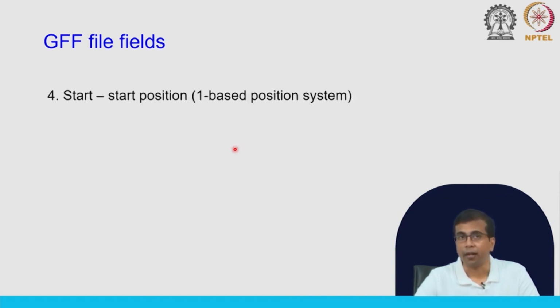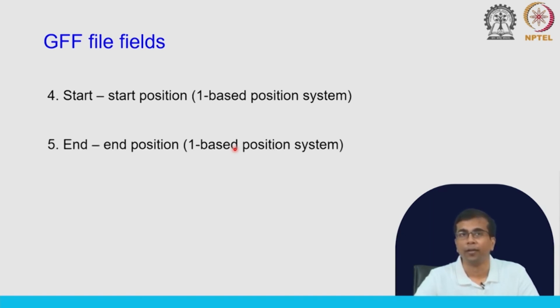The fourth is the start position. Where does this feature start in the genome, and this follows the 1-based positioning system. We talked about the 1-based and 0-based positioning systems. GFF follows the 1-based, so the starting base is numbered 1. Then you have the fifth field, which is the end position, where the feature ends. If it is a gene, what is the location, whether it is from 100 to 150, 200 to 700, etc.? This is what the start and end position will give you. Again this follows the 1-based position system.